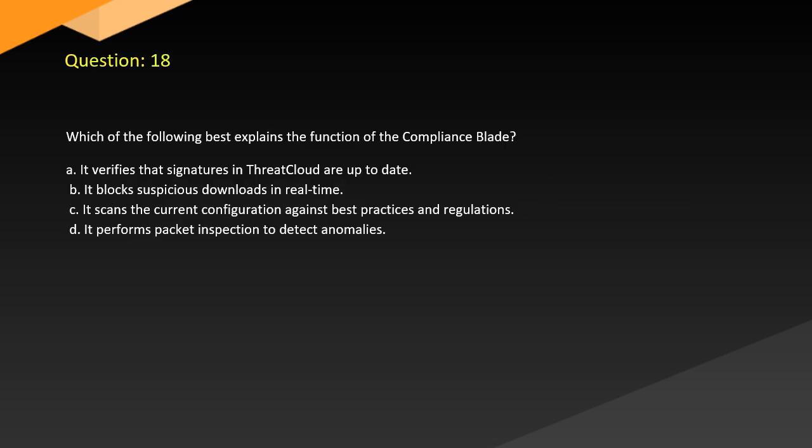Question 18. Which of the following best explains the function of the Compliance Blade? A. It verifies that signatures in ThreatCloud are up to date. B. It blocks suspicious downloads in real time. C. It scans the current configuration against best practices and regulations. D. It performs packet inspection to detect anomalies.